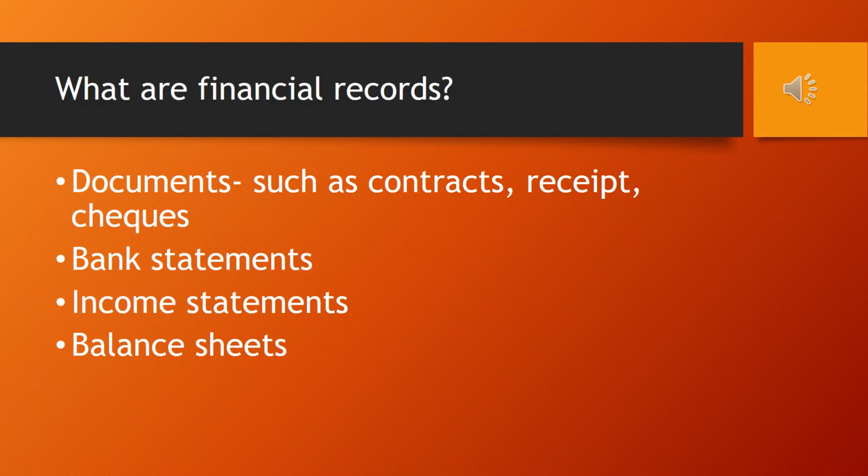What are financial records? Financial records are things like documents, bank statements, income statement, and a balance sheet. Documents such as contracts, receipts, and cheques. Contract, obviously, if you are going to have any contract with other parties or other businesses, you're going to sign contracts that involve money. So those contracts we refer to as documents that need to be recorded as financial records.